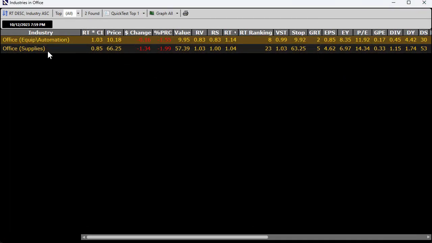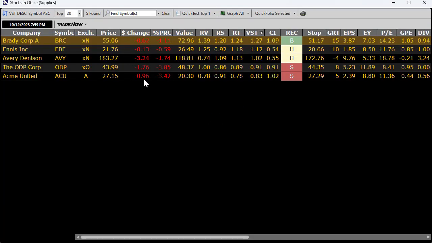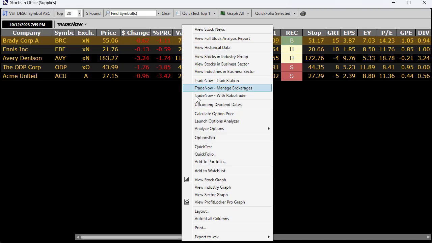Now, you could look at the office supplies industry group. It has an RT of 1.04, an RT ranking of 23, which is good as well. So same type of thing, double click. Looks like we're getting some better stocks here. Brady Corp. It's undervalued. It's got good upside potential. It's got a really good RS score. It's actually in an uptrend with a CI rating above 1. It's got a buy rating, good earnings growth rate, $3.87 per share. So that's a stock that I would right click on and add to a watch list.